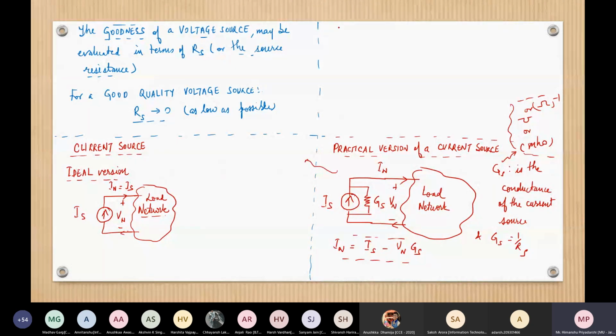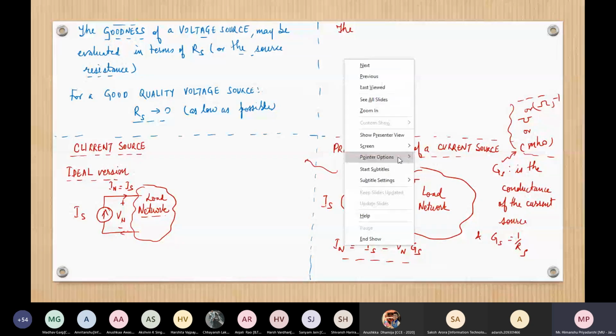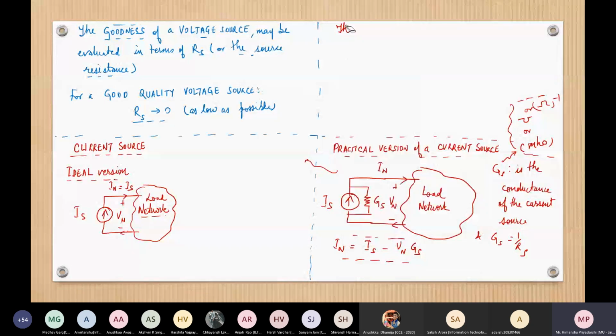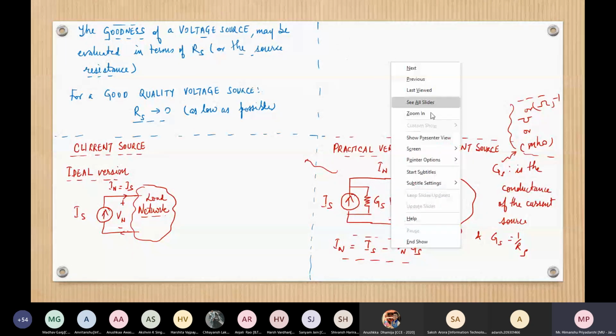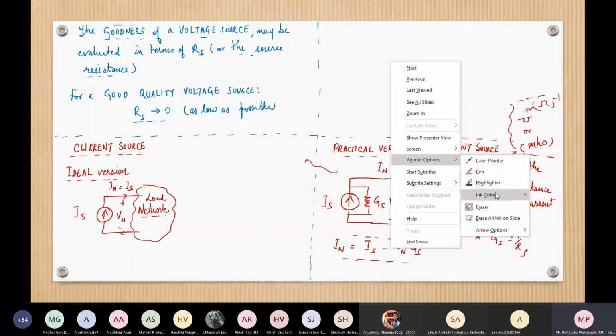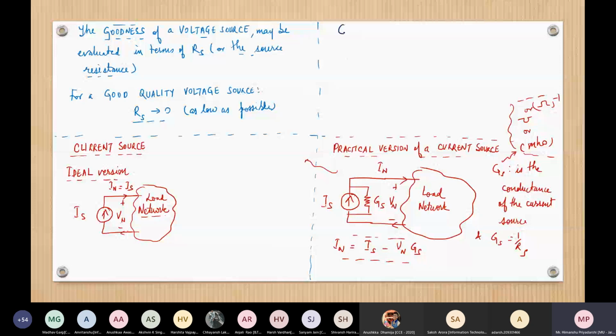Now the figure of merit: GS is an important parameter for current source.